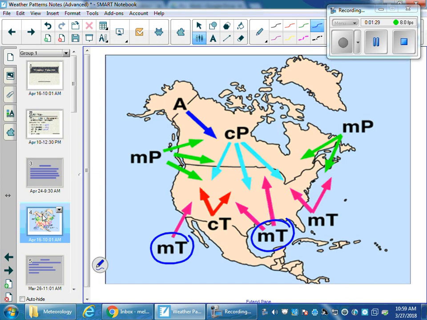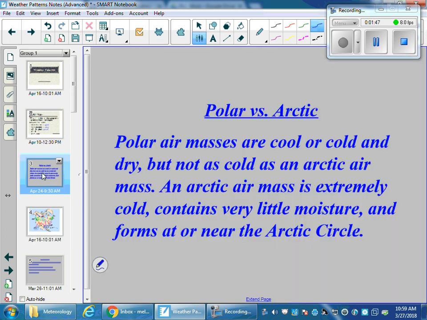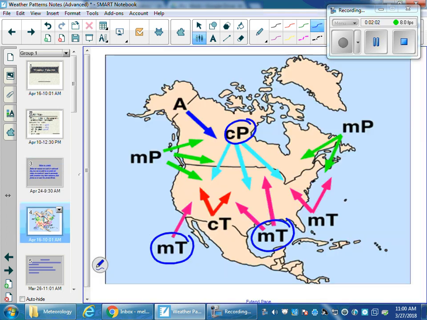So if you take a look at your diagram, if we see, for example, the ones I circled before, MT, maritime tropical, would be warm and wet. If you're looking up here, I would see CP, which is continental polar, and that would be colder and dry. One word here on the difference between polar and Arctic. Polar air masses are cool or cold and dry, but not as cold as an Arctic air mass. An Arctic air mass is extremely cold, contains very little moisture, and forms at or near the Arctic Circle. Arctic would be, again, all the way up here. So depending on where the air mass formed, it's going to be a warmer or cooler temperature, and it's going to have more moisture or less.